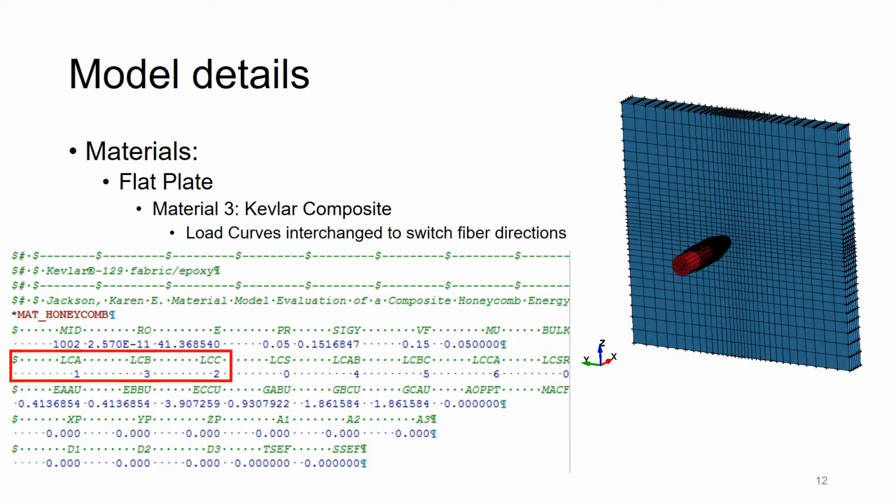For this material, you use a honeycomb. MAT_HONEYCOMB is the LS-DYNA keyword that you use. It has a low yield strength of only 15 kilopascals and a low density. And right here, these are the load curves for the different directions of the fibers. Here you can interchange the numbers of the load curves to change the fiber directions.